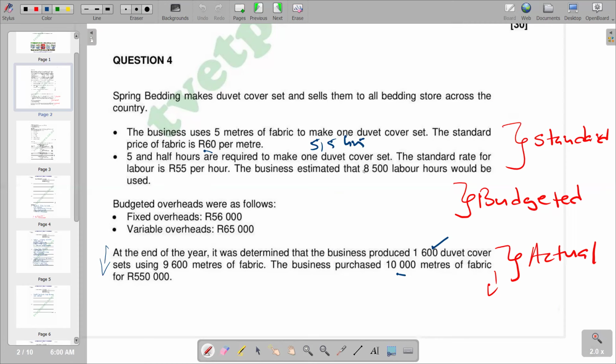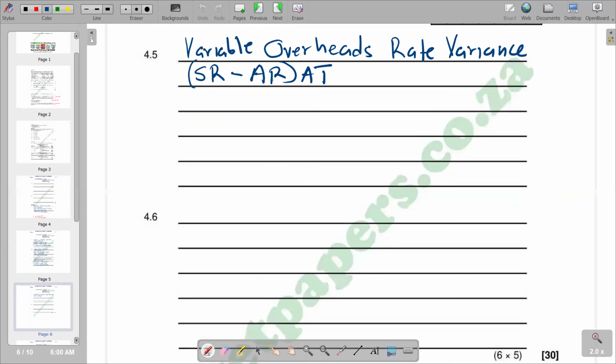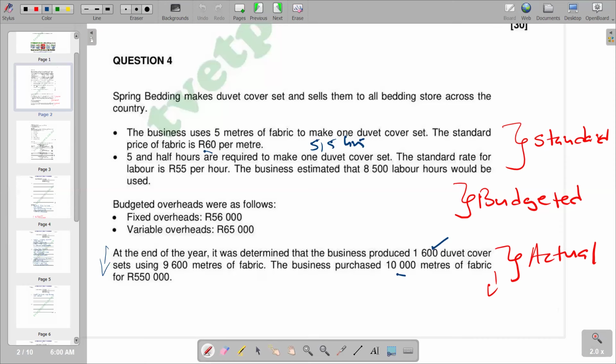And then our costs, we need to calculate the standard rate. We are dealing with variable overhead rate variance. So our standard labor hours we have got 8,500. Then our budgeted variable overheads are 65,000. To get our standard rate, we say 65,000, our budgeted variable overheads, divided by the standard number of hours. Then you get the standard rate. So 65,000 divided by 8,500.